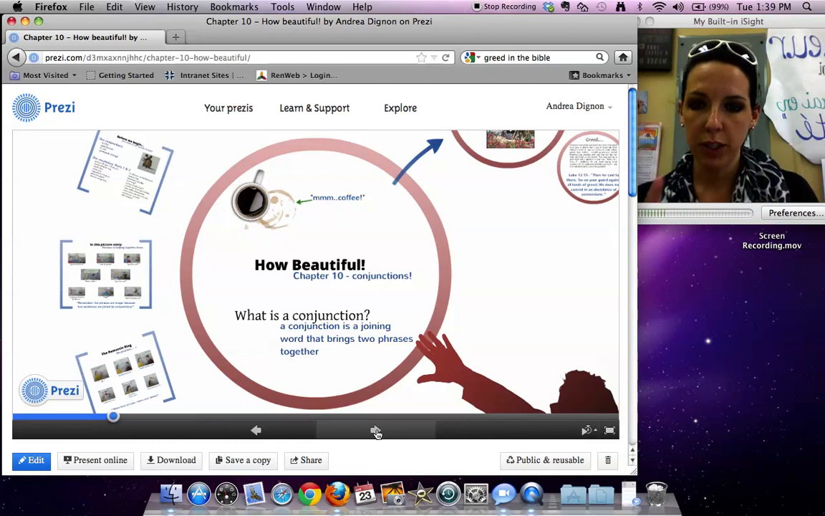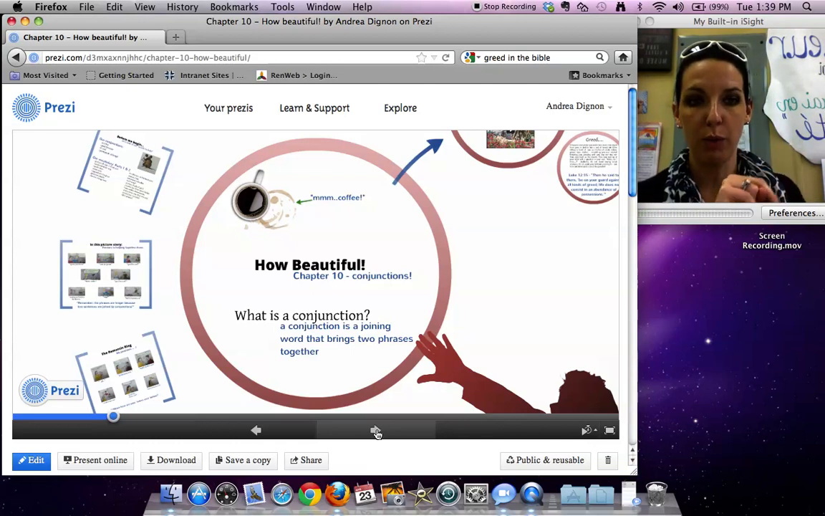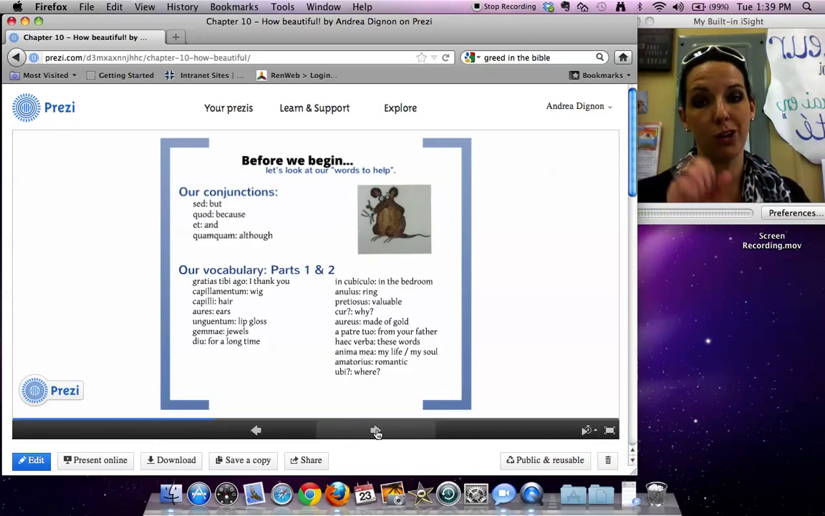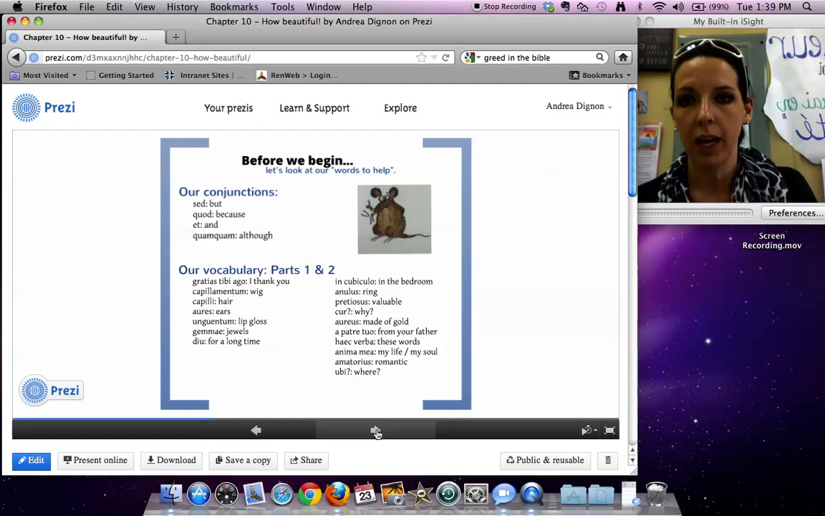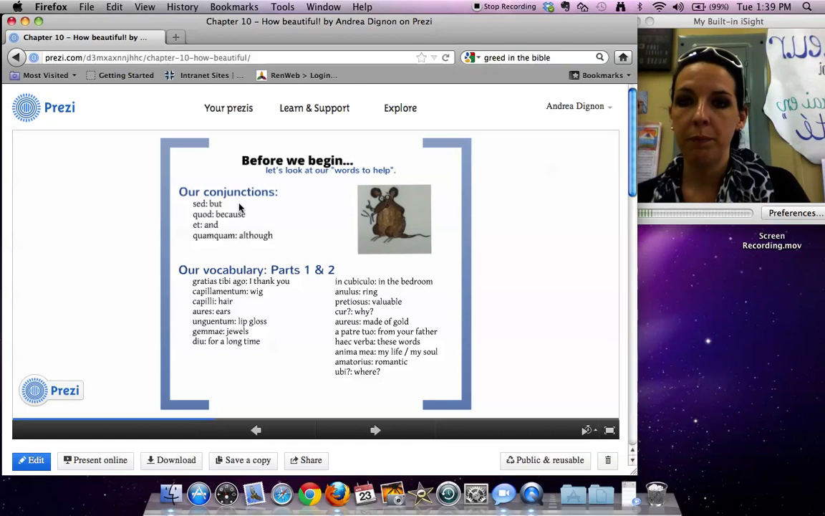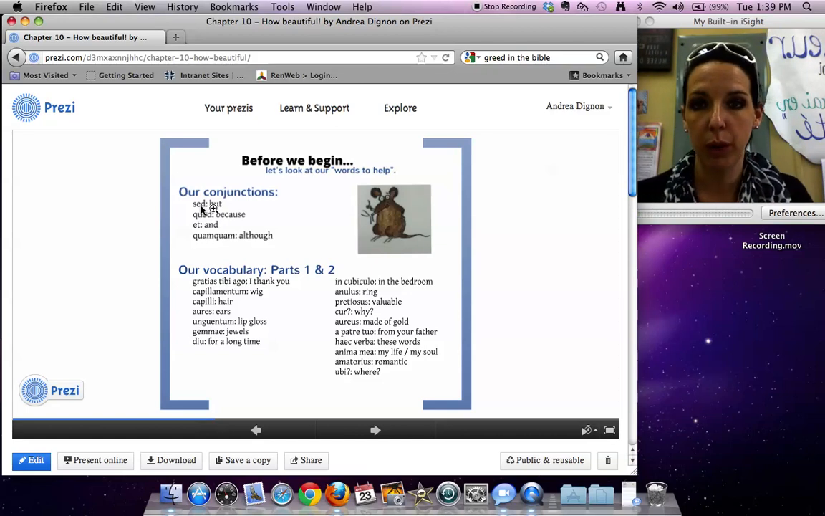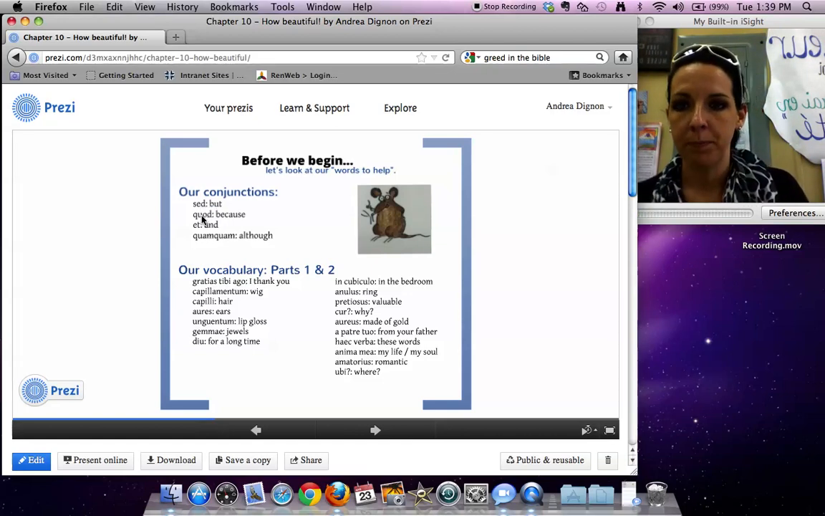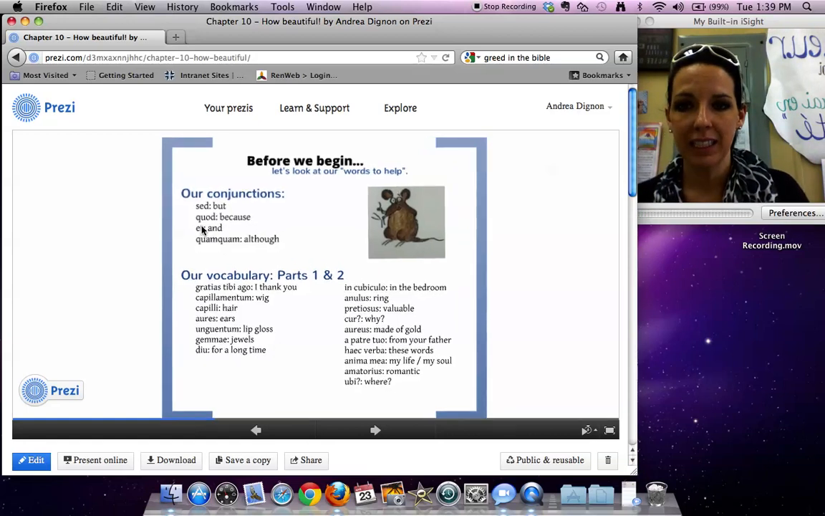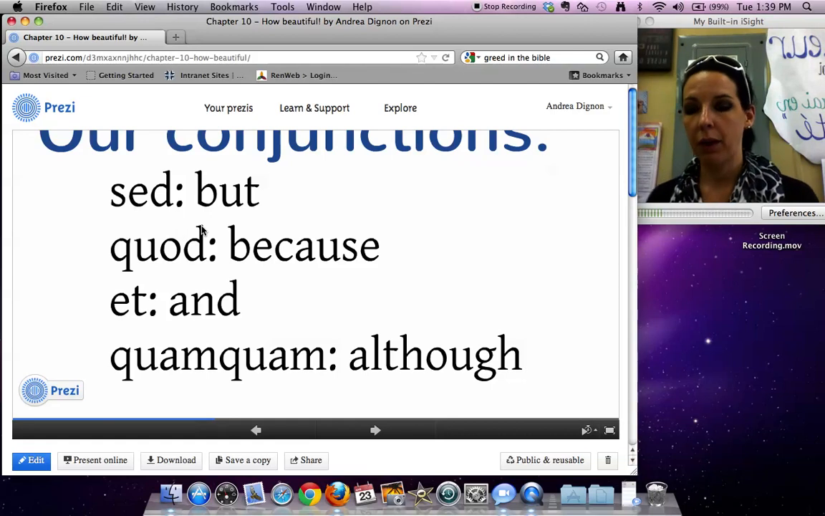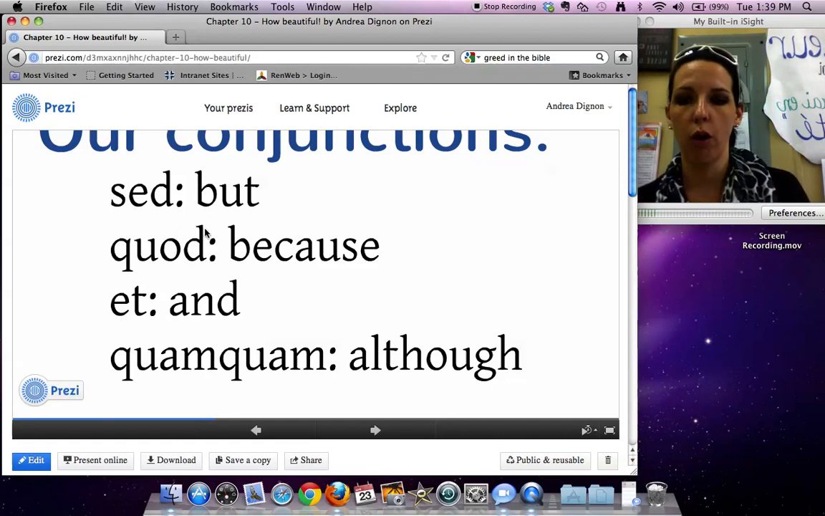All right, so conjunction: bringing two phrases together with one word. Here's our first picture story. Now, this is going to be chapter 10. We're going to try and get through chapter 10, parts 1 and 2, so let's bust through it really quick. Before we begin, let's look at our words to help. We've got sed, which means but. We've seen that before. Quod, which means because. Et, which means and. And then we have our newest one, quamquam, which means although.